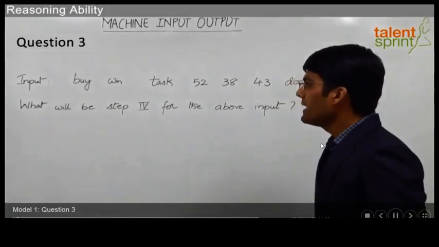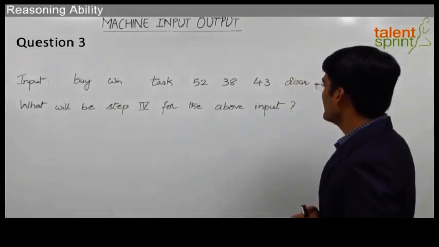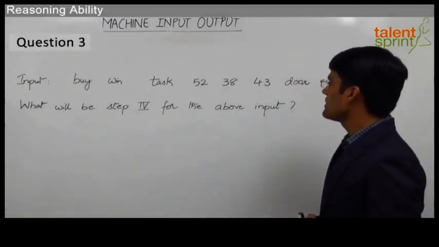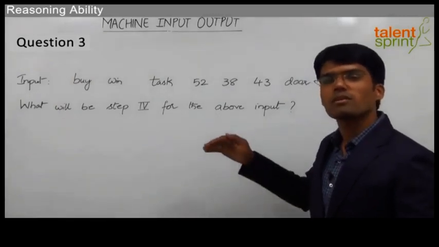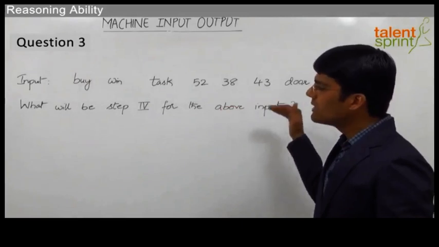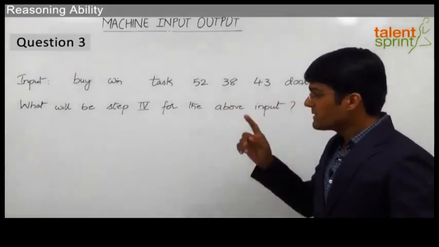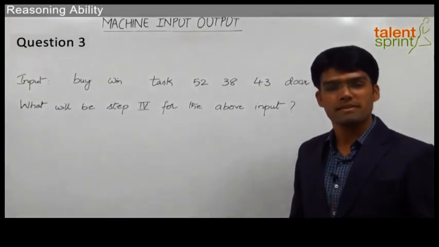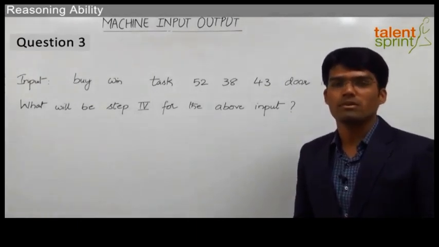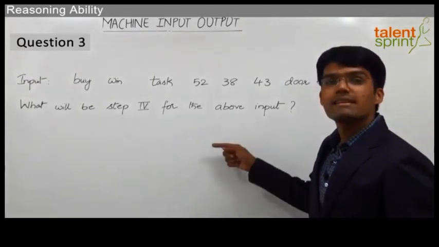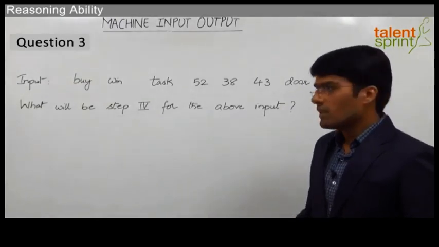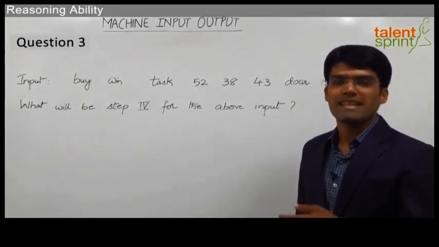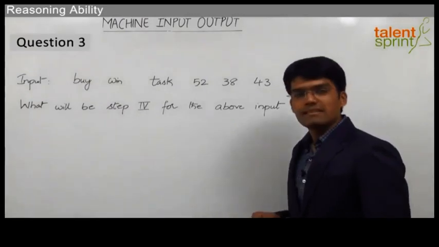The input here is by, when, task, 52, 38, 43, door, 12. And the question is, what will be step 4 for the above input? That means we need to find out what step 4 would look like when you do the arrangement for this given input. Now this particular question is different from the previous 2 models where we were supposed to find out the number of steps required or how many more steps are required to get the answer. But here, what exactly a particular step is has to be found. Now to solve this question, the procedure remains the same as we have followed in the previous 2 models, but with a slight difference. Let us see how to get the answer here.